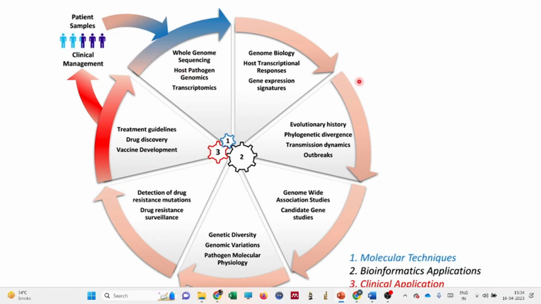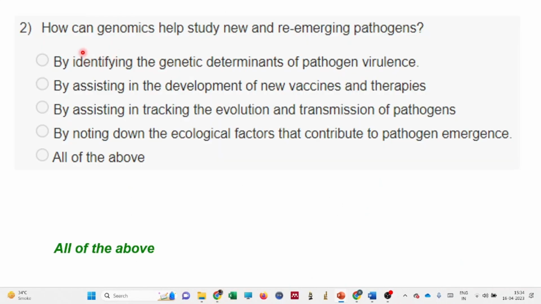So yes, genomics can help in identifying the genetic determinants of pathogen virulence. The virulence of a pathogen, which is basically its ability to cause a disease, is determined by various genetic factors, including the presence of virulence genes, the regulation of gene expression, and the genetic diversity within a pathogen population. So all of this is possible.